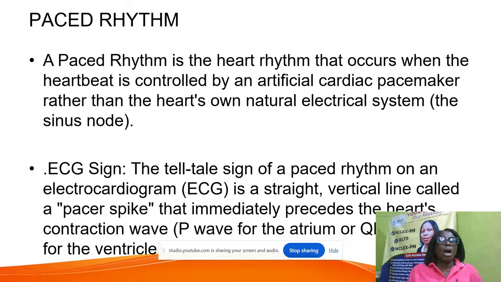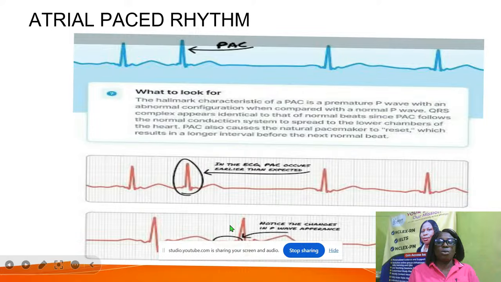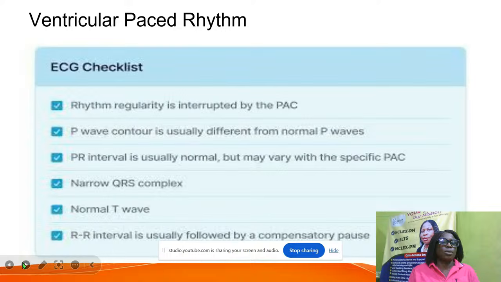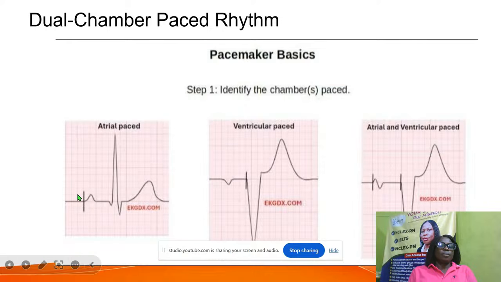Okay. So how will it look? You will see spikes. They call them pacer spikes. The telltale sign of a paced rhythm on an ECG is a straight vertical line called a pacer spike. Let me show you. This is the spike. Let's go and see another one. You see it in your notes. Just hold on. See the spike here. See the spike. See the spike. How many people can see it? You see that one line thing? This is atrial pacing. This is ventricular pacing. This is atrial and ventricular pacing. Are we good? So when somebody is wearing a pacemaker, you will see a spike like this on their ECG.